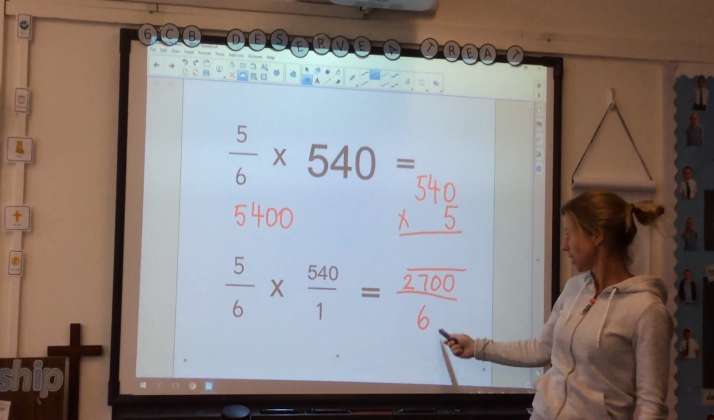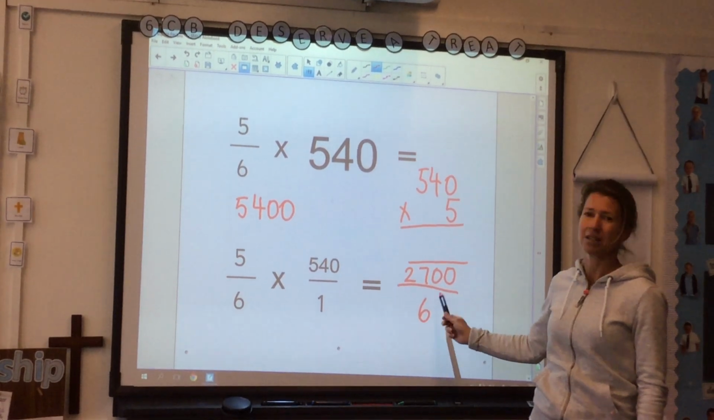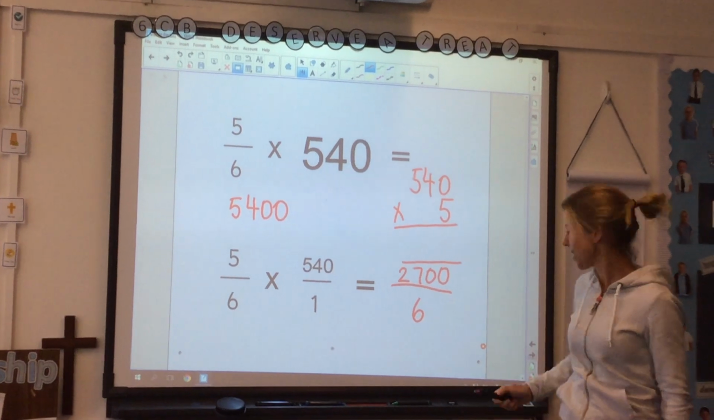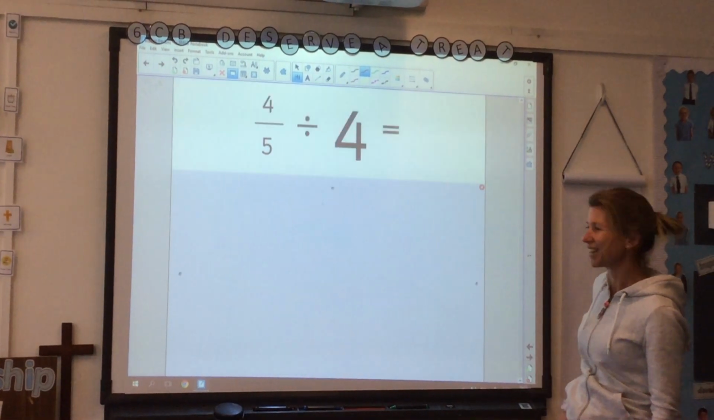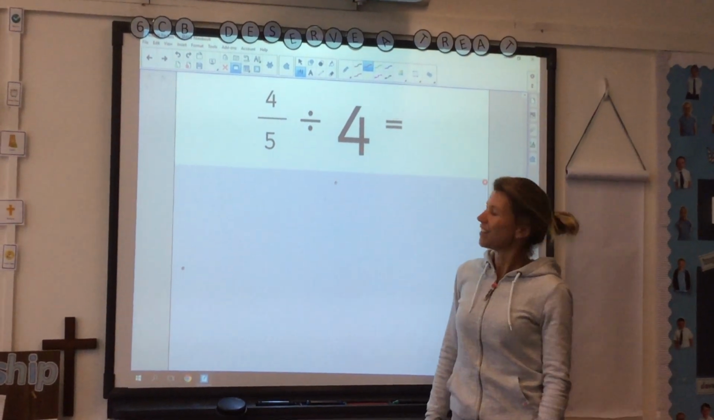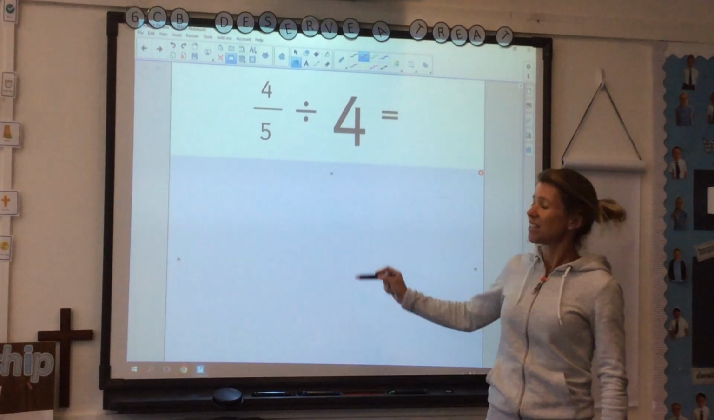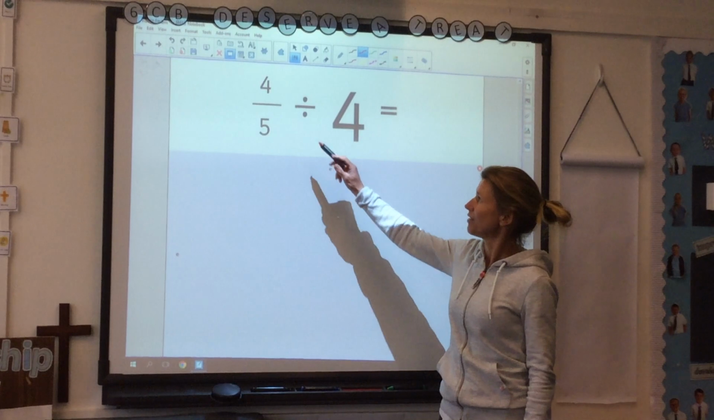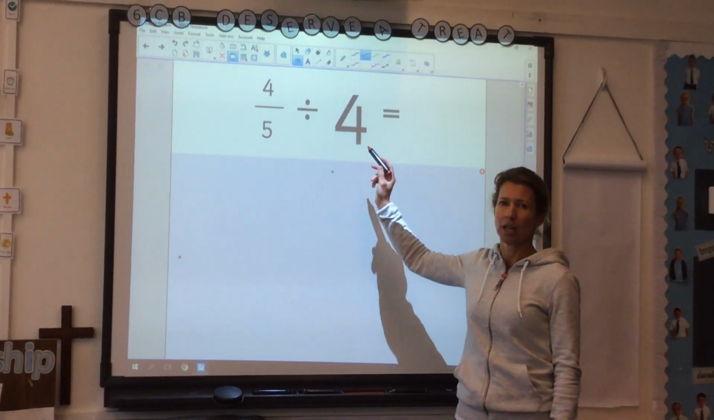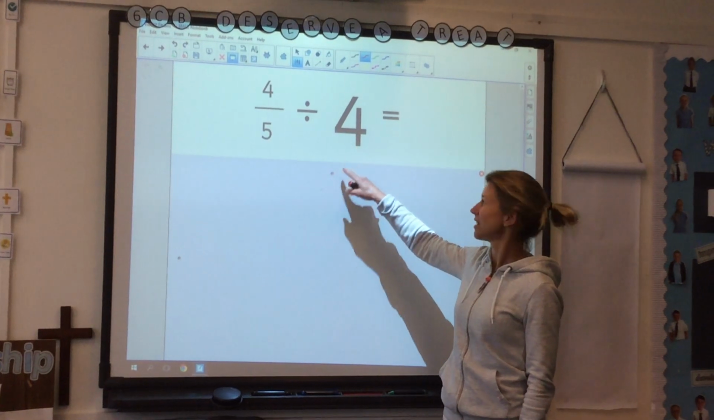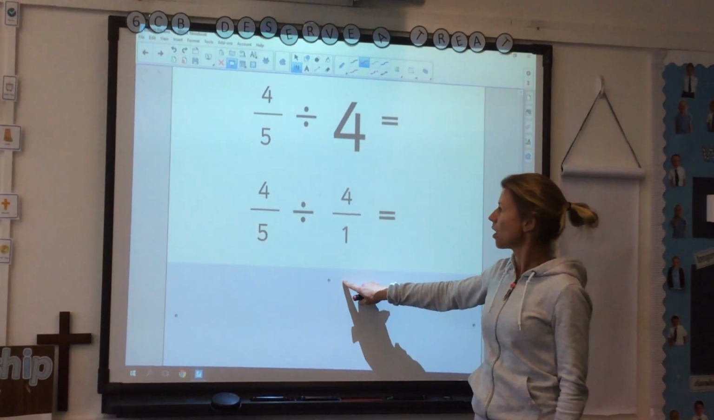Now I'm going to leave you to do the calculating, because at the moment this is improper, and 2,700 over 6, it needs some work. Have a go yourself. Alright, do this one. It's a division, so it's a little bit different. 4/5 divided by 4. Step number 1, yes, you change this so that it's got 4 over 1.